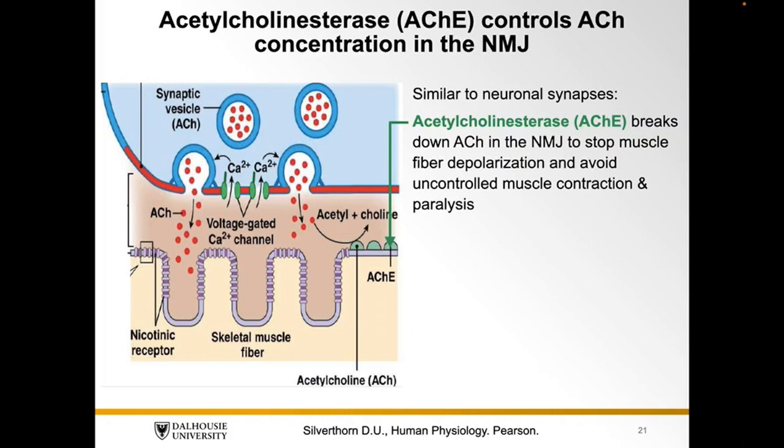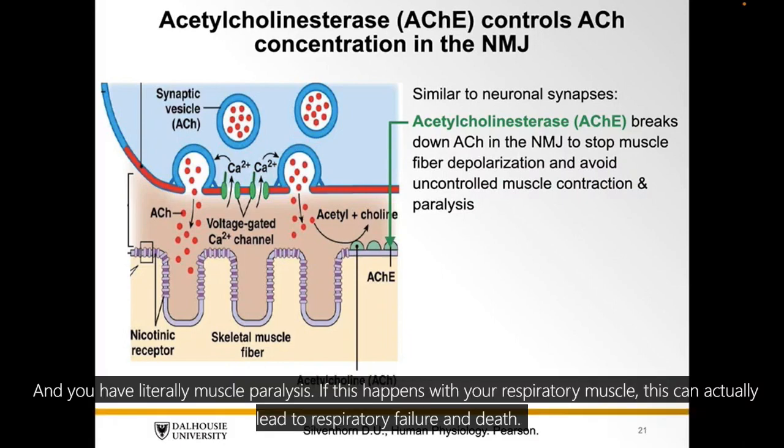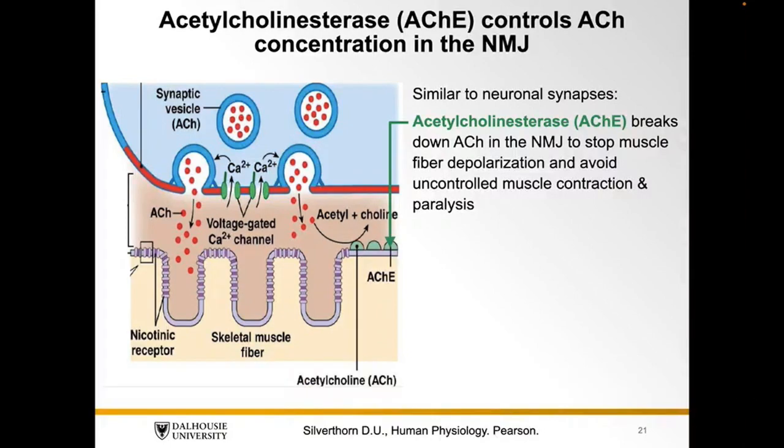And there are some toxins that actually inactivate acetylcholinesterase. And what that does is that acetylcholine is not destroyed at the neuromuscular junction, and you have literally muscle paralysis. If this happens with your respiratory muscle, this can actually lead to respiratory failure and death.